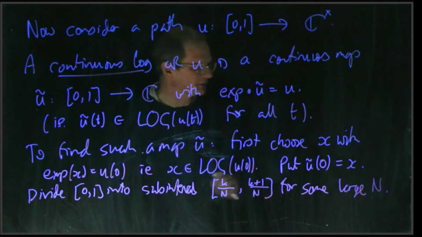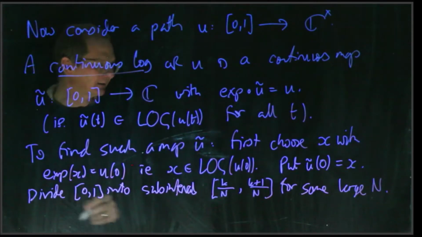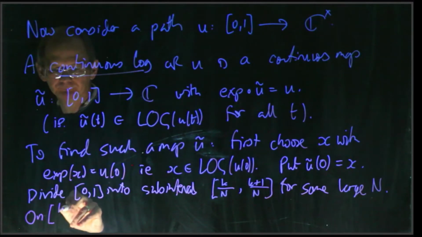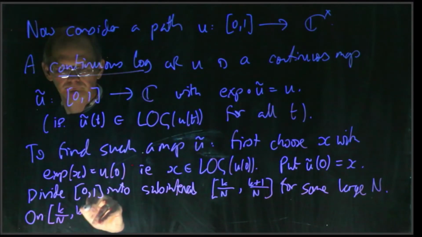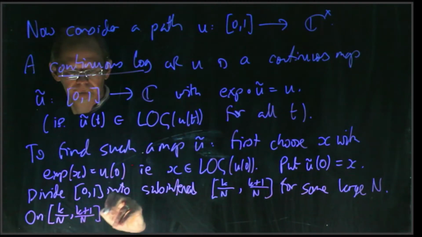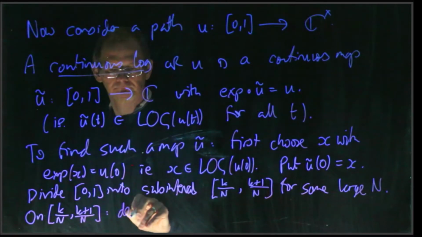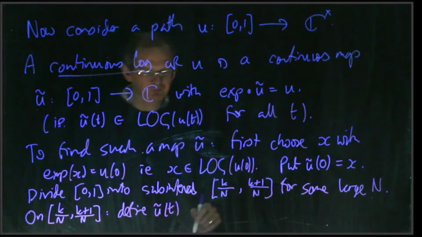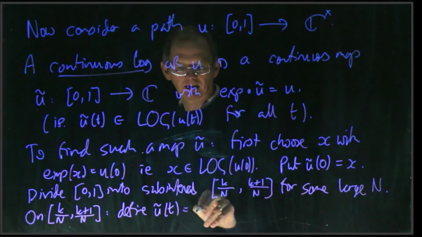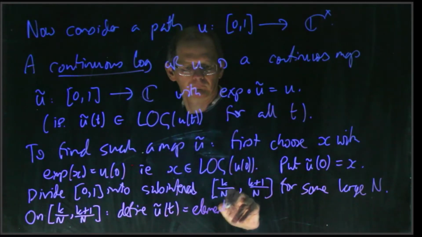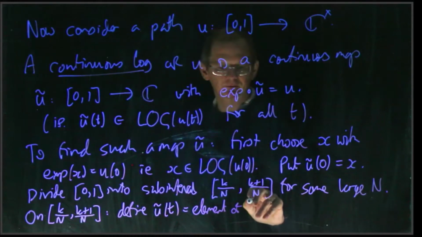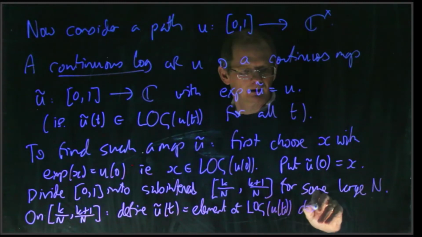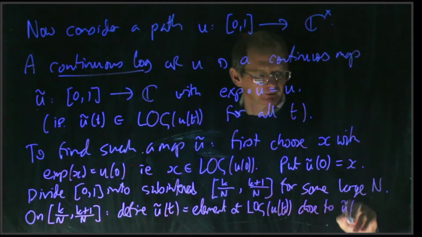For some suitably large n. Okay. And then on this interval, we are going to define u tilde of t as the element of capital log ut close to u tilde of k over n.